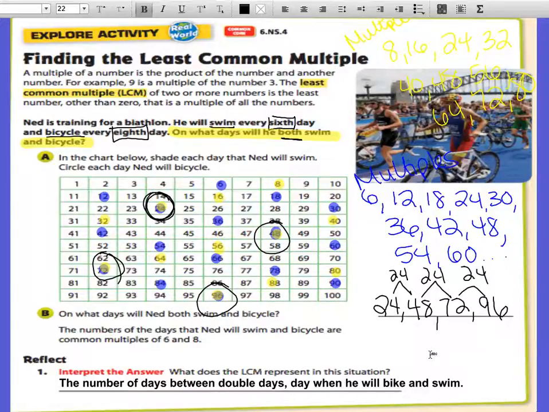Right? So using that LCM helps us figure out a pattern for another situation. So the pattern for swimming is every 6 days. The pattern for bicycling is every 8 days. The pattern for both is every 24 days, the LCM of 6 and 8. So he can make a plan and know that every 24 days, he's going to have a really heavy workout day.